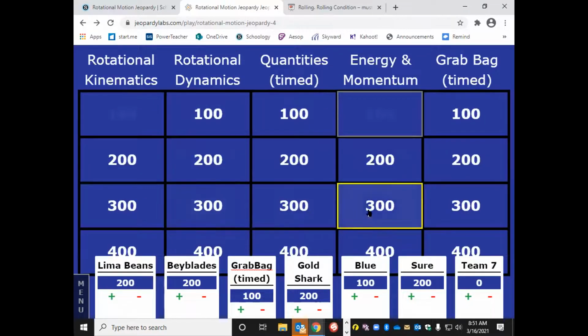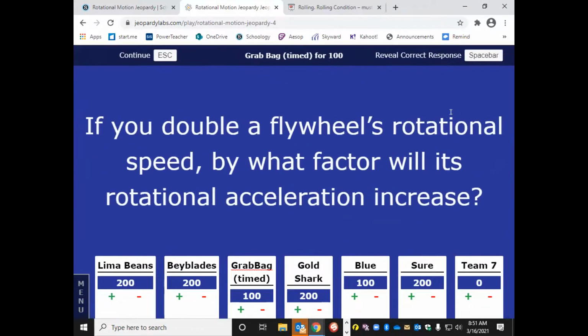All right, Grab Bag, what do you want? All right, so this is how this is going to work. I'm going to get a timer for 30 seconds. Let me get it ready here. You're going to write it on your board, and when I say to show it, you're going to put them all up in the air so that I can see it. Time starts when I finish reading it. If you double a flywheel's rotational speed, by what factor will its rotational acceleration increase?